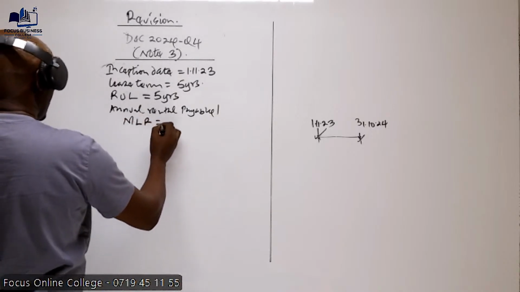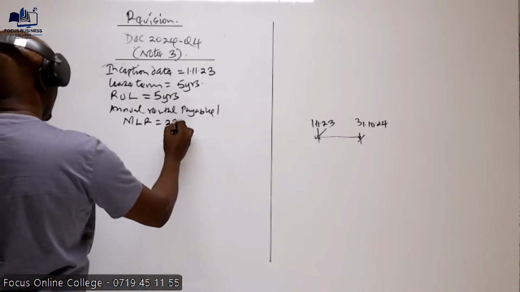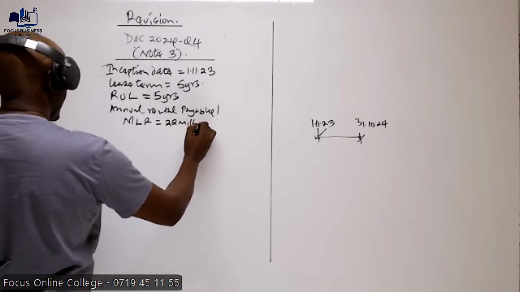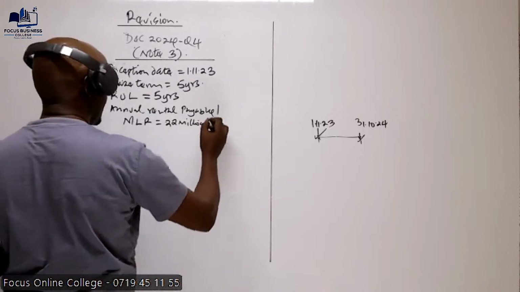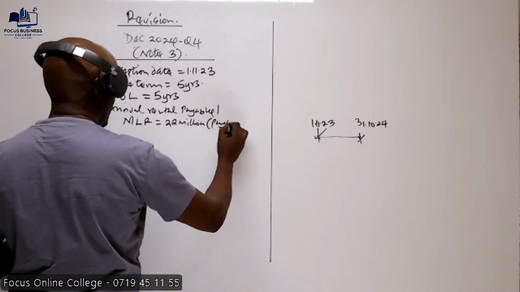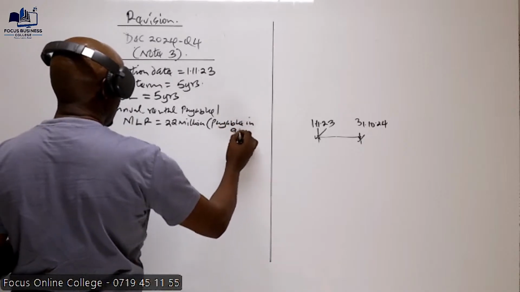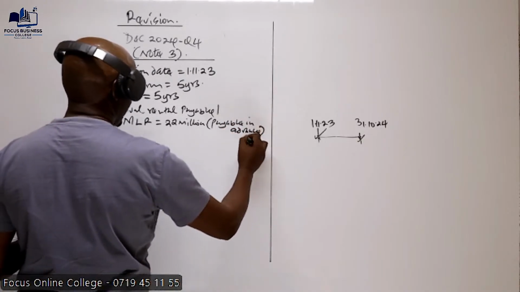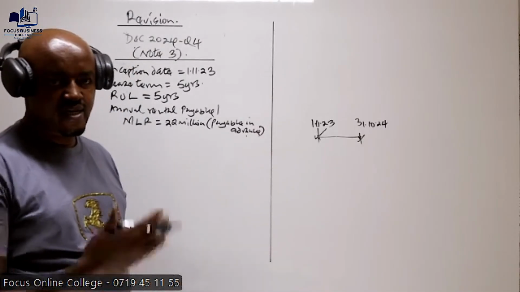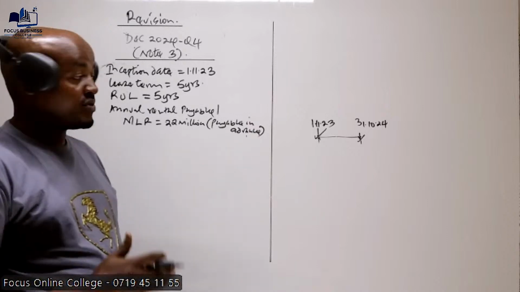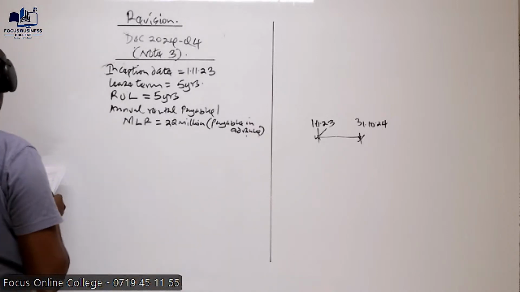The minimum lease rentals payable is 22 million each, and they are payable in advance. This is very important because minimum lease rentals may be payable in arrears, at the end, or in advance. So this one is payable in advance.